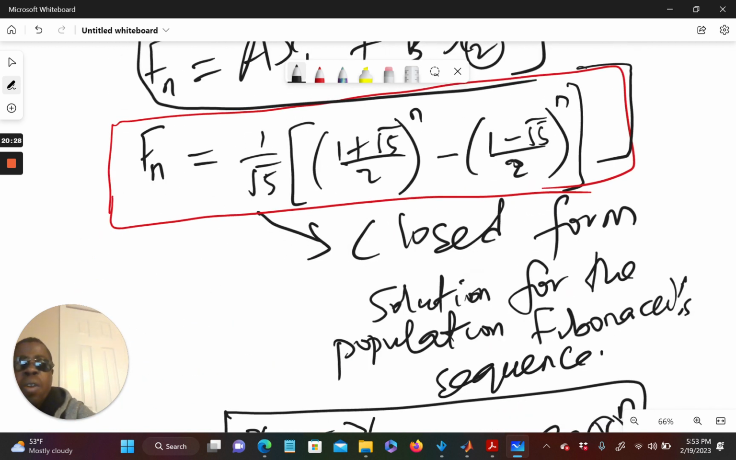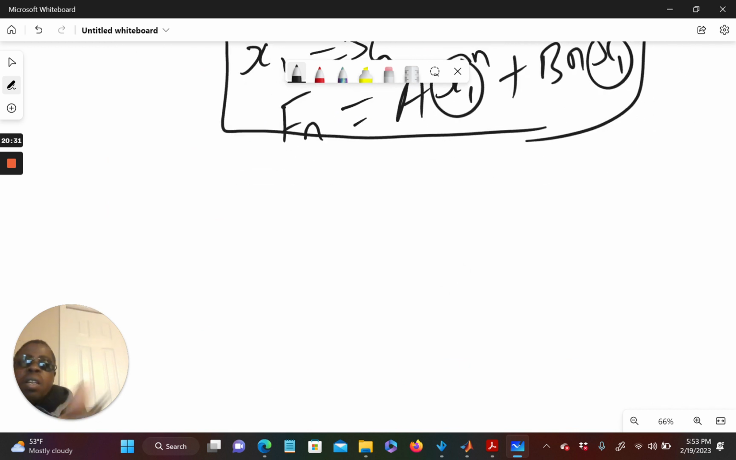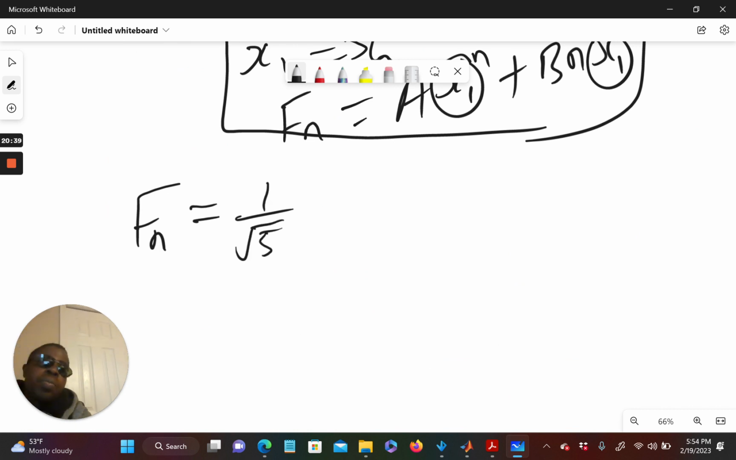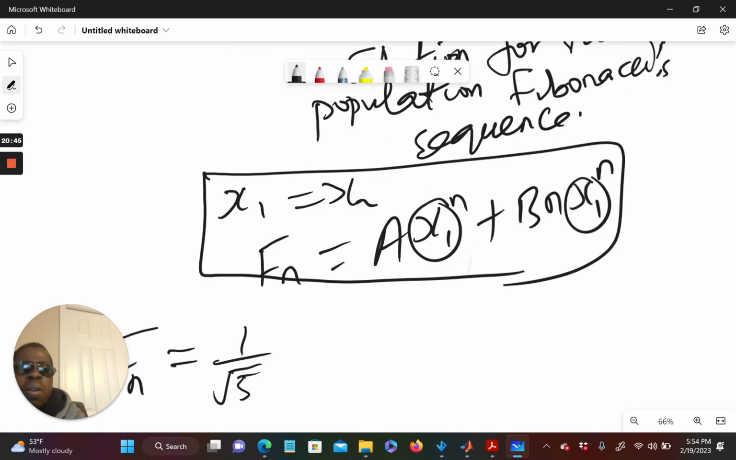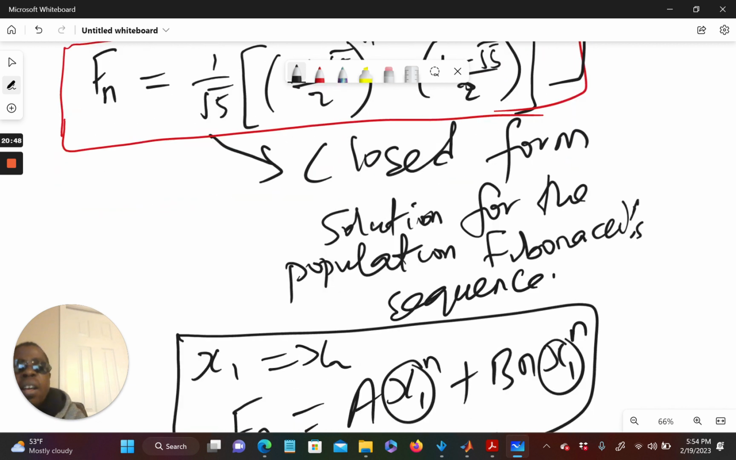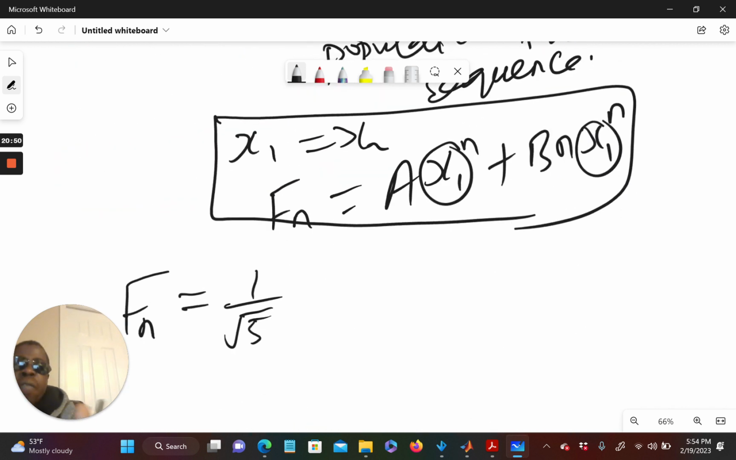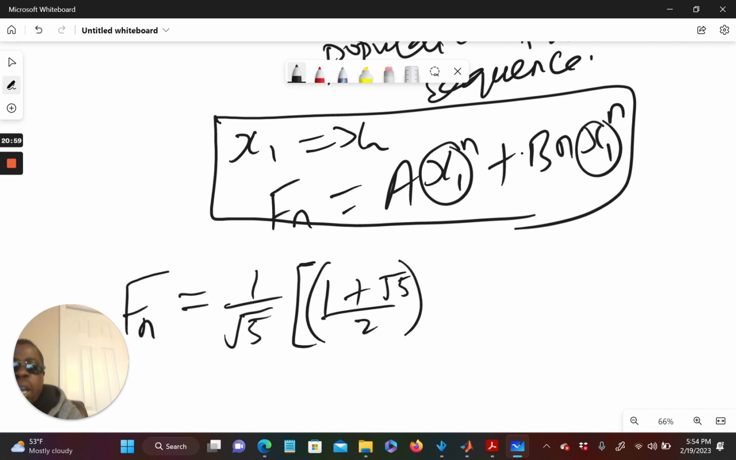Okay, so the Fibonacci formula for generating Fibonacci numbers is now giving us what? 1 over root 5 into 1 plus root 5 over 2 raised to power n minus 1 minus root 5 over 2, all of them raised to power n.